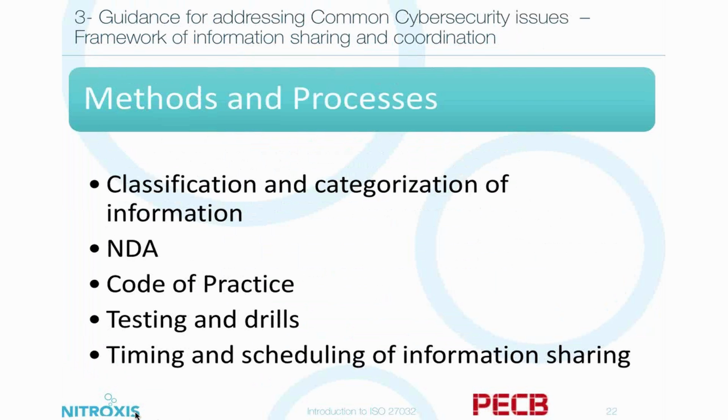For the first one, classification and categorization of information. Information to be shared will come from both open and closed sources. Open means internet, newspapers. This is public. And closed sources are not publicly available. Maybe this is your balance, and the balance is not to be disclosed before the next quarter. I don't know. It depends on your own policy.